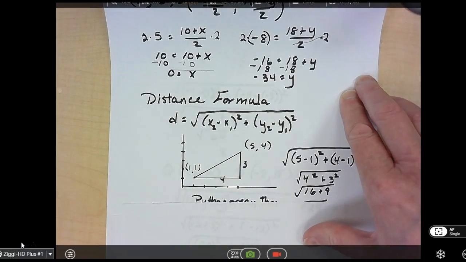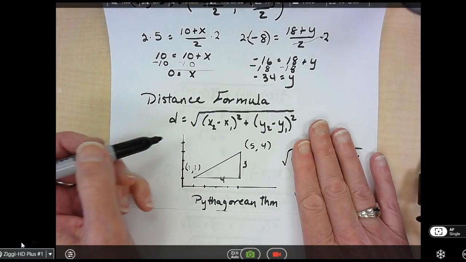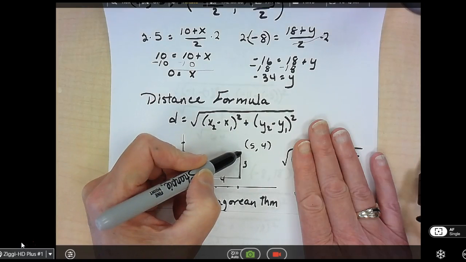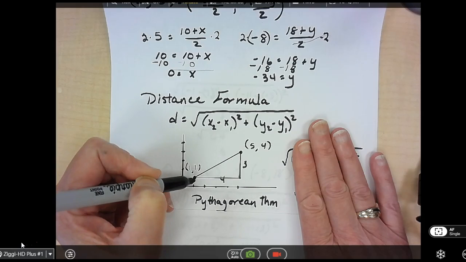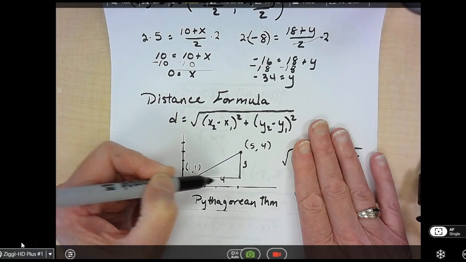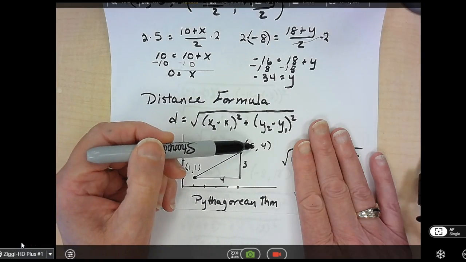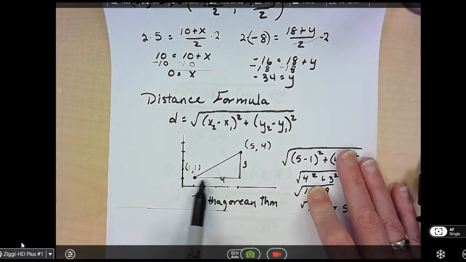So, if I had a point (1, 1) and a point (5, 4), and I was to find this length across from 1 to 5, it is 1, 2, 3, 4. So I can actually take 5 minus 1 and get my 4.